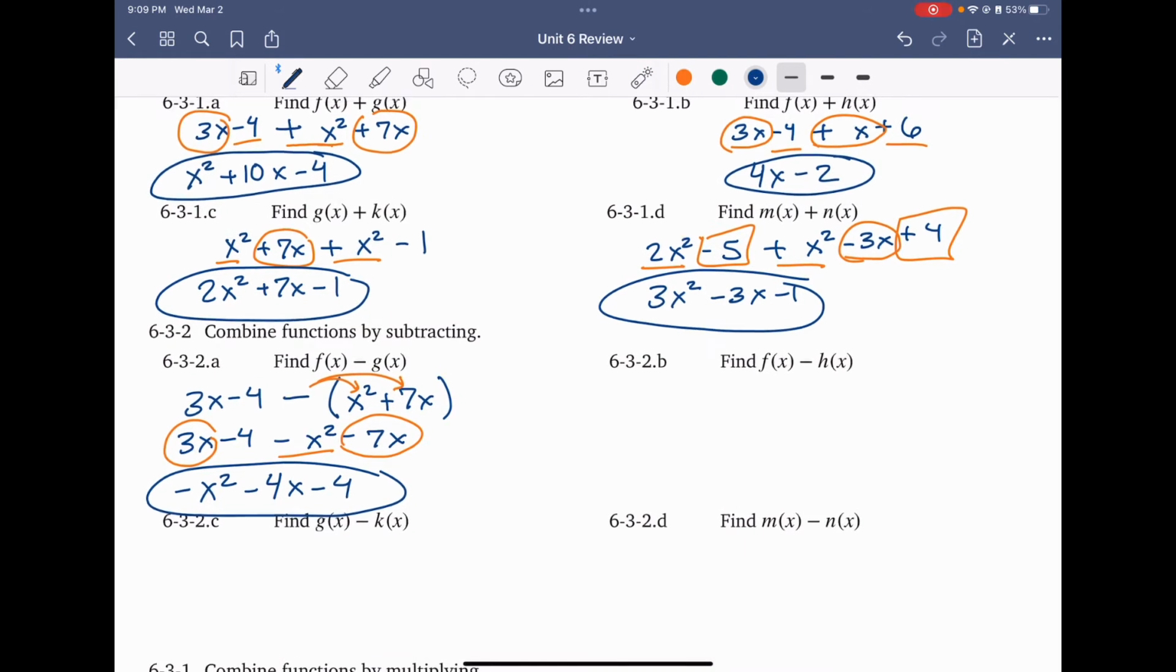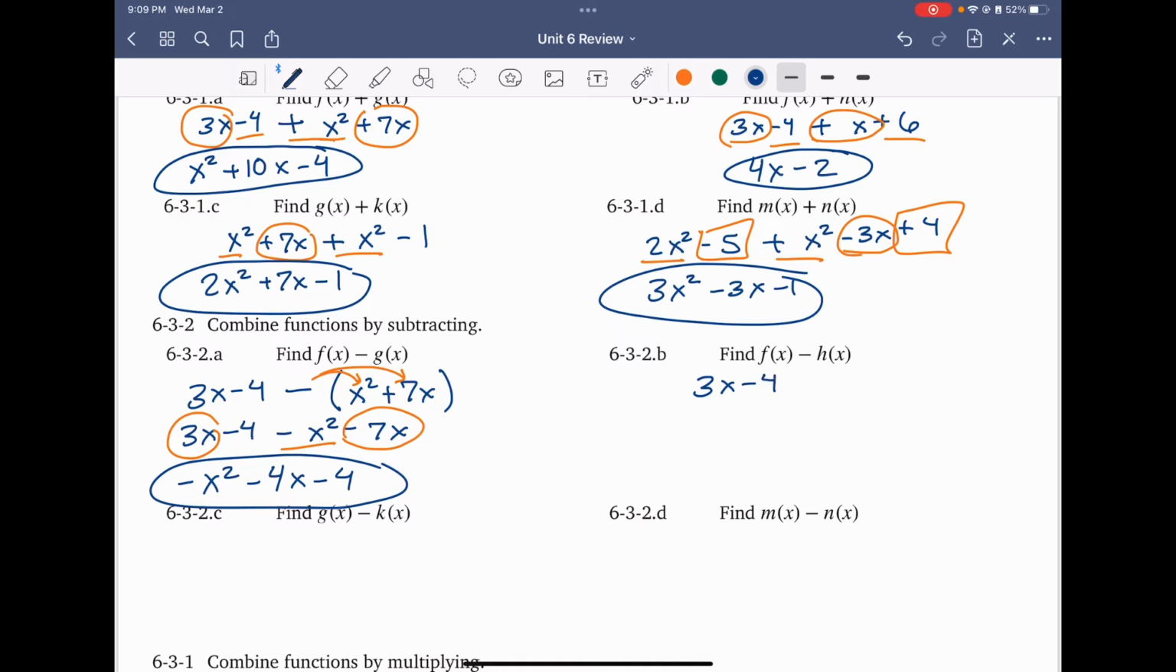F of x, which is 3x minus 4, subtract h of x, which is x plus 6. All right, so again, we want to make both of those pieces negative. So let's again rewrite what f of x is, 3x minus 4, and we're going to make the x negative and the 6 negative. All right, combine like terms, which are our x's. So 3x minus x is 2x. And then -4 and minus 6 is going to be -10.